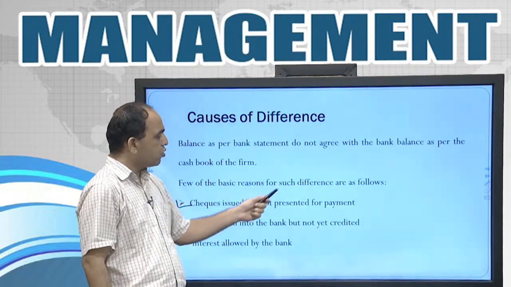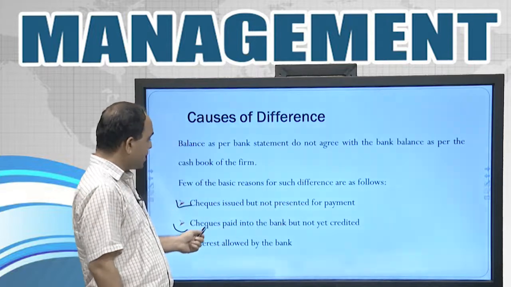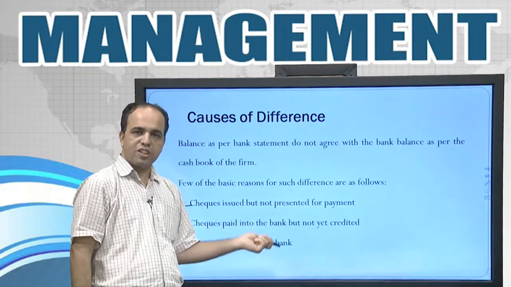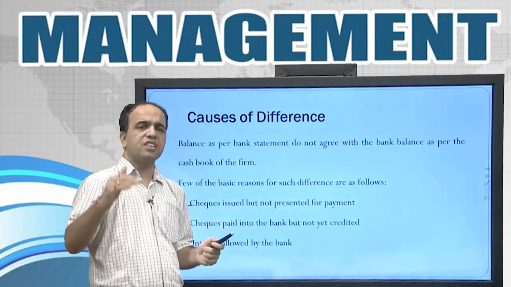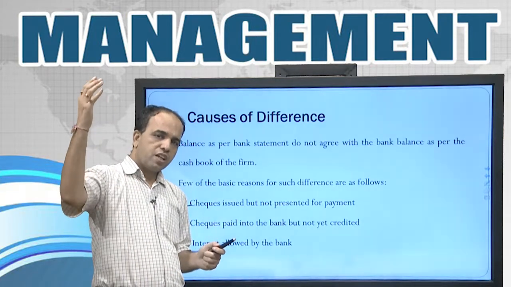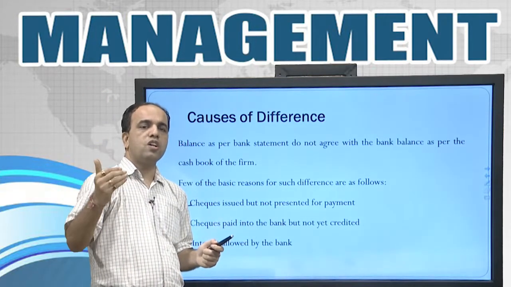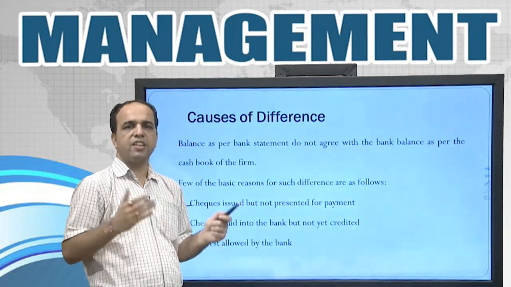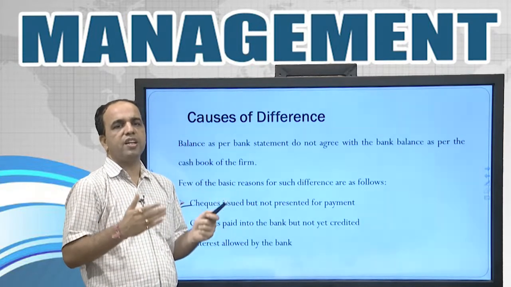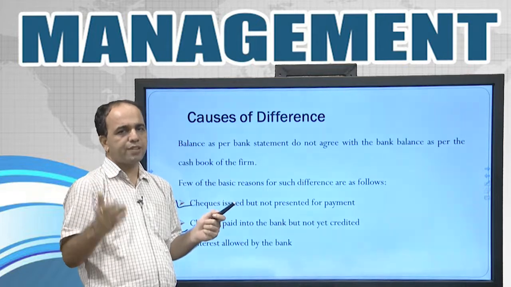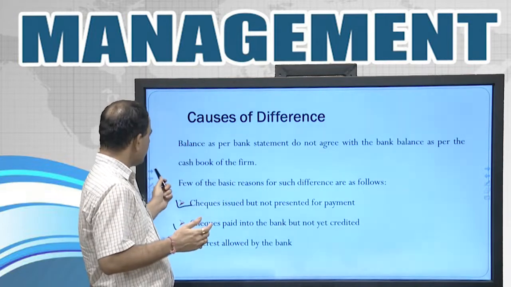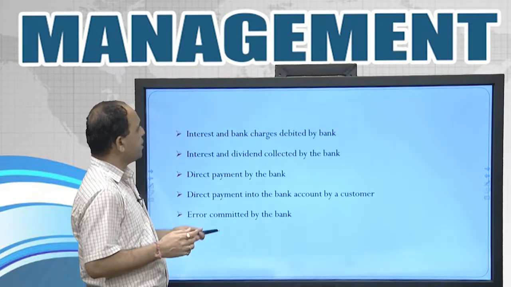Check issued but not presented for payment, check paid into the bank but not yet credited, and interest allowed by the bank. So, certain transactions which happen in the bank are generally not recorded directly in the cash book, and that is why one needs to reconcile between bank balance and balance as per cash book. Friends, these are the main reasons.